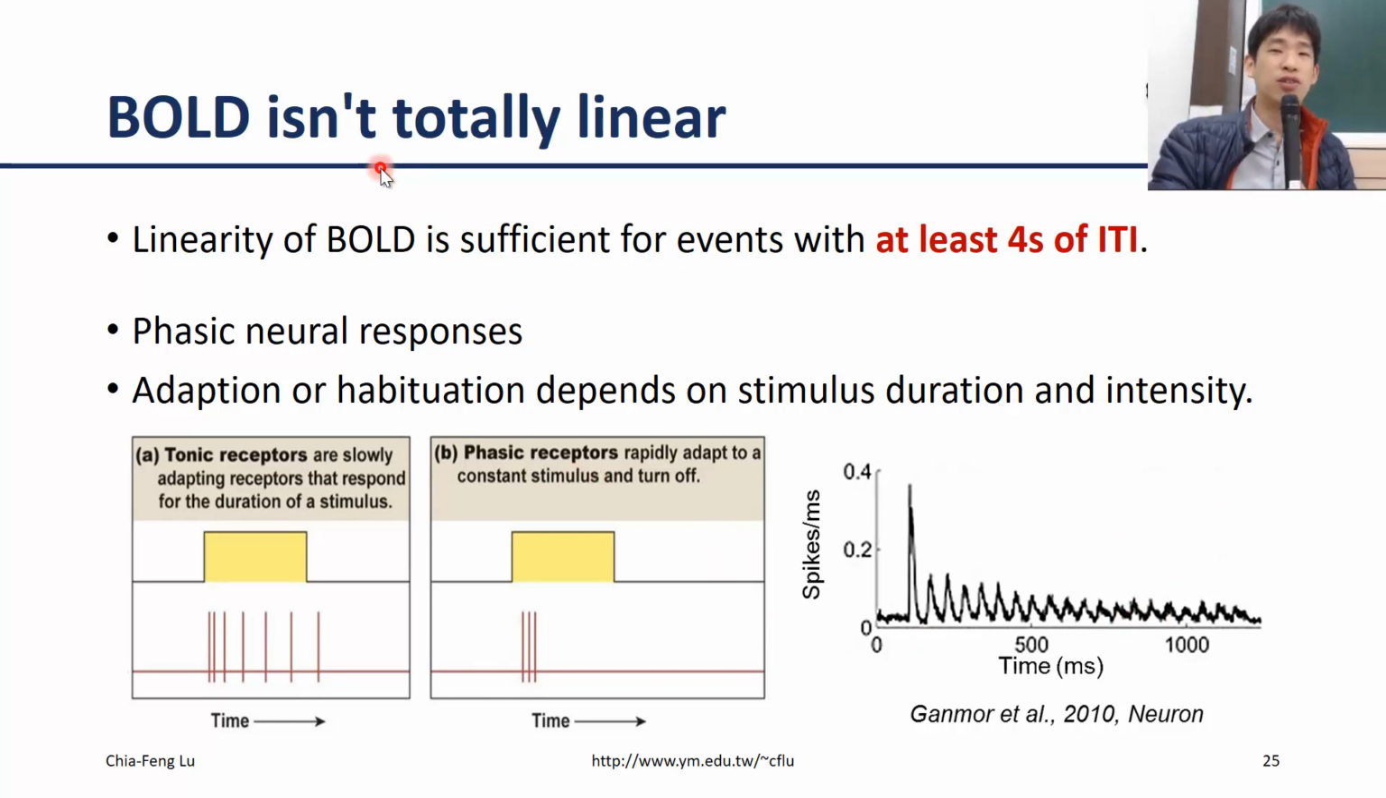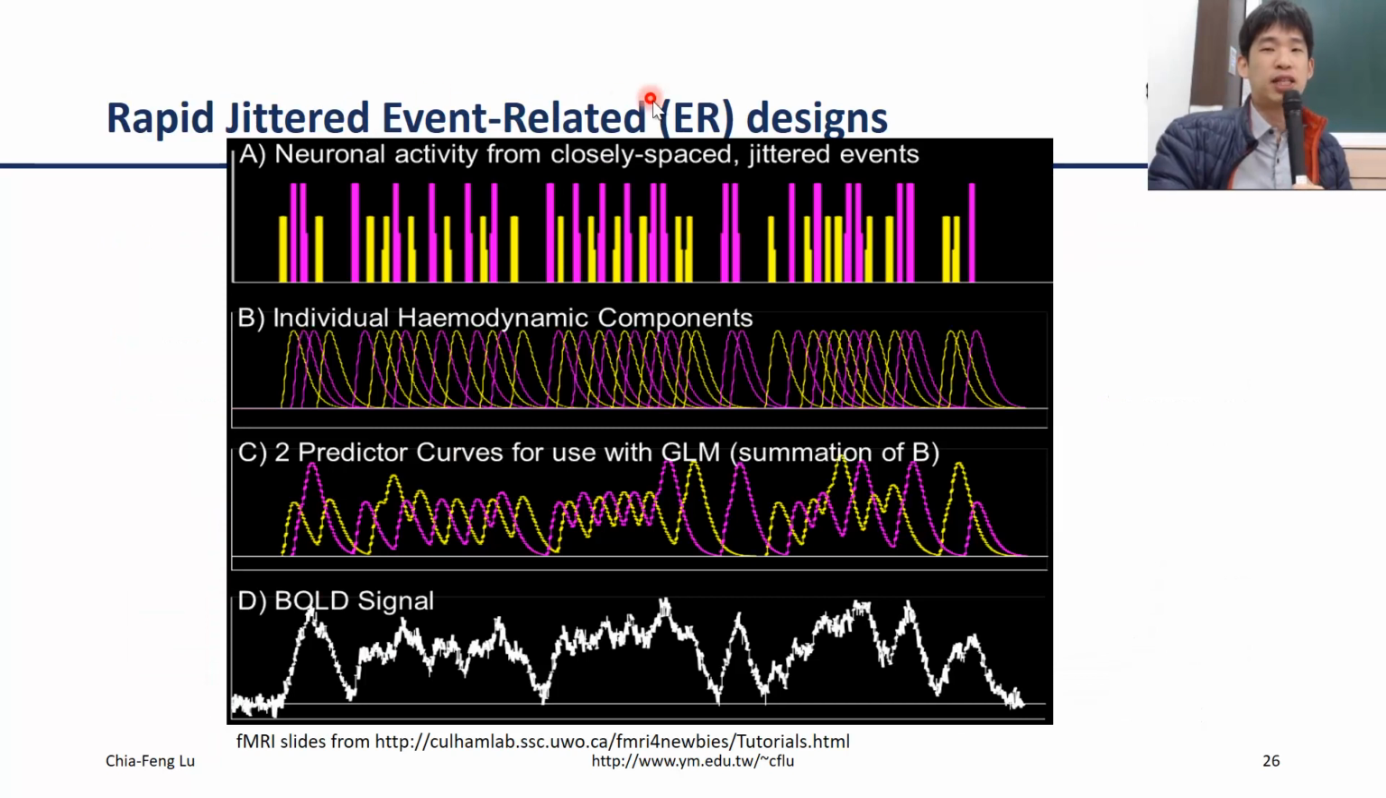BOLD has general linearity, but it isn't totally linear. But I think this property is good enough that we can use the so-called rapid version of the ER design, because things do add up. Not that linear, but good enough. For the rapid ER version right here, we now try to shorten the ITI, the inter-trial interval. Different colors represent different conditions or different stimuli. We don't wait for a very long period; we put the events pretty close to each other.